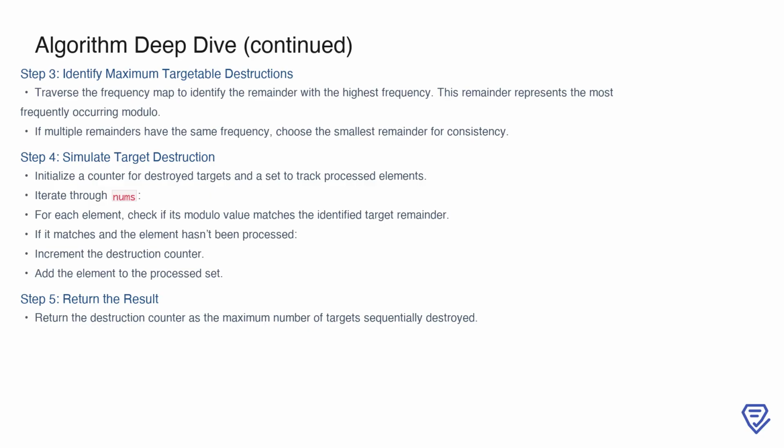Once we have the frequency map, we identify the remainder with the highest frequency, as this represents the most targetable remainder. If there are multiple remainders with the same frequency, we select the smallest remainder to maintain consistency.